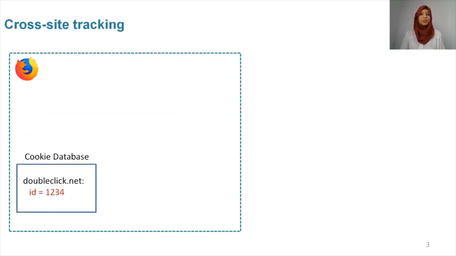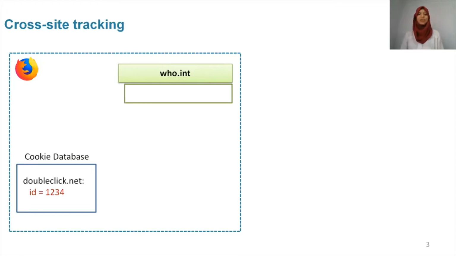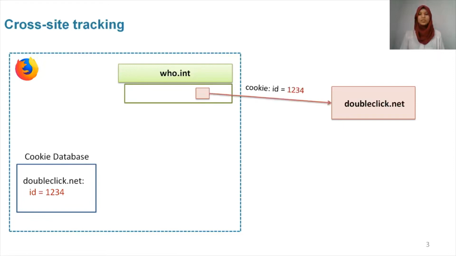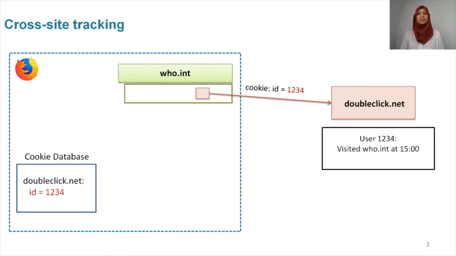We present the user's browser in a blue box. Inside the browser we have the cookie database, and in that example we suppose that we have doubleclick.net's cookie in the browser. Let's take this navigation example. Let's say that the user first went to the World Health Organization website that has content from doubleclick.net. We present doubleclick.net server on the right in the red box. In order to fetch the content, a request will be sent to DoubleClick and the browser will automatically attach its cookies. Using this request, DoubleClick will get to know that the user 1234 visited the World Health Organization.